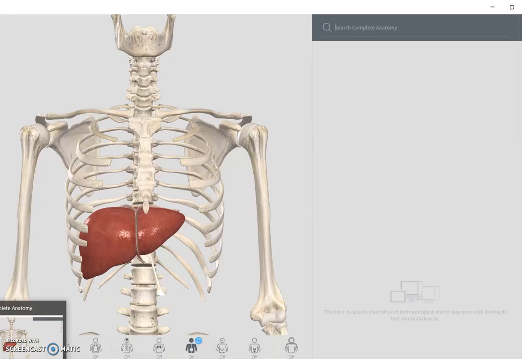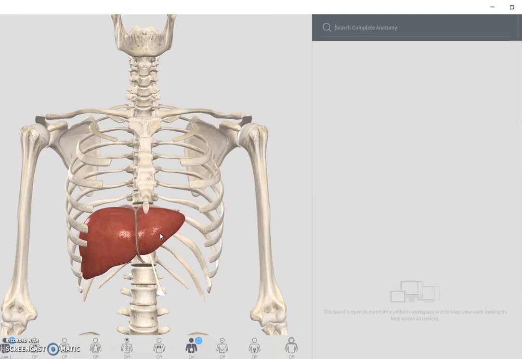It is always wedge shaped, as you can see. Approximately it weighs around 1.5 kg, and about 1.5 liters of blood passes through it every minute. So just remember this magic number of 1.5, for the weight as well as the amount of blood that passes through it in 1 minute.